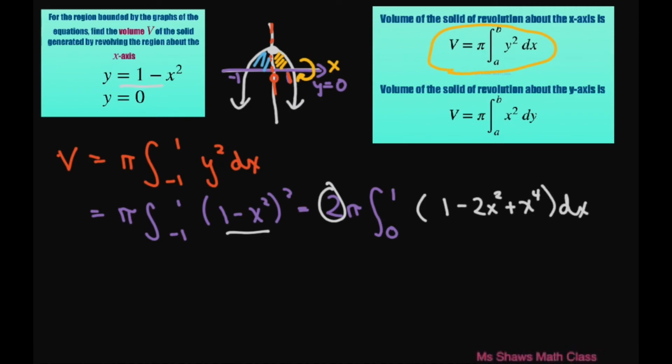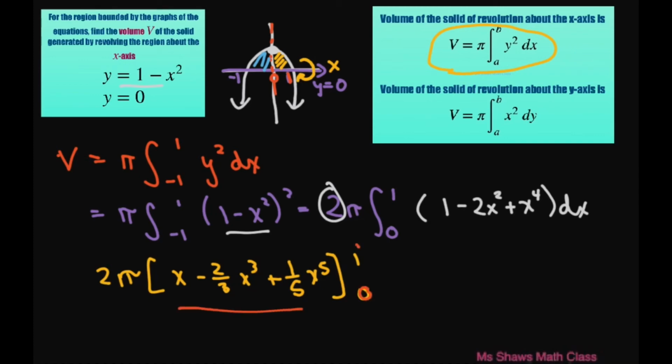All right, so let's go ahead and integrate this. This is going to give me 2 pi times x minus 2 thirds x cubed plus 1/5 x to the power of 5, evaluating this from 0 to 1. Now, when you substitute in the 0, it's just going to zero out. So we only need to do the upper portion, and that's going to be 2 pi times 1 minus 2 thirds plus 1/5.